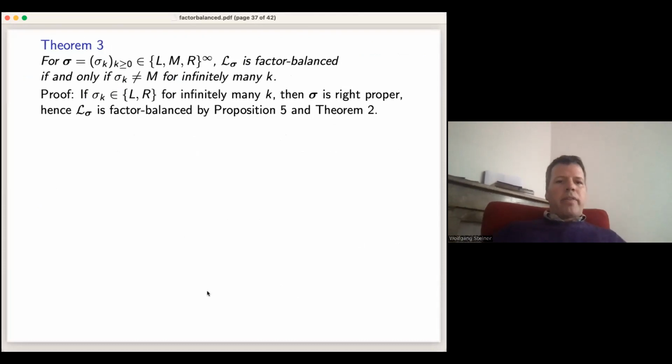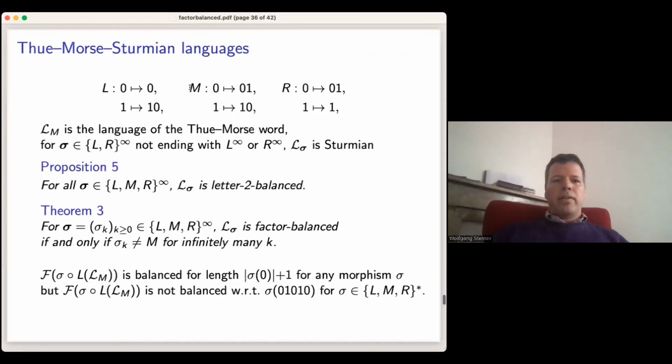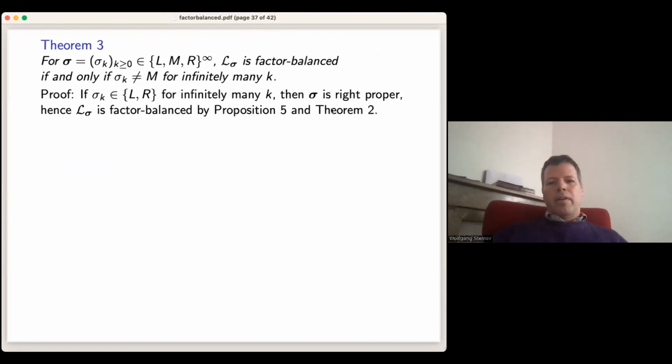So let's first assume that infinitely many sigma k are different from M, so they're equal to L and R. You see that L and R are both right proper. So this gives a right proper sequence of morphisms, and we have seen that all languages are letter balanced. So our theorem tells us that L sigma is factor balanced.